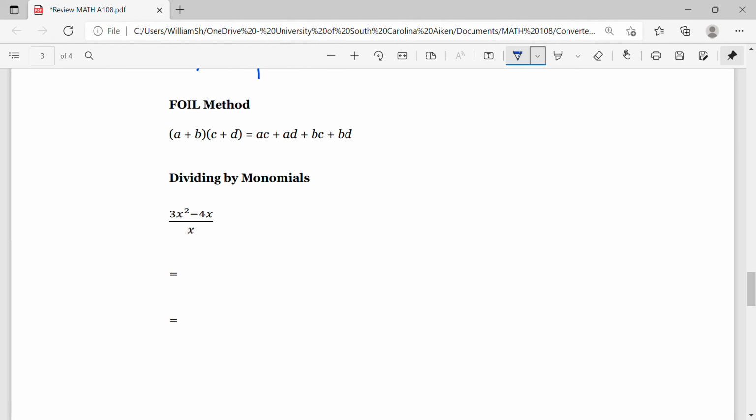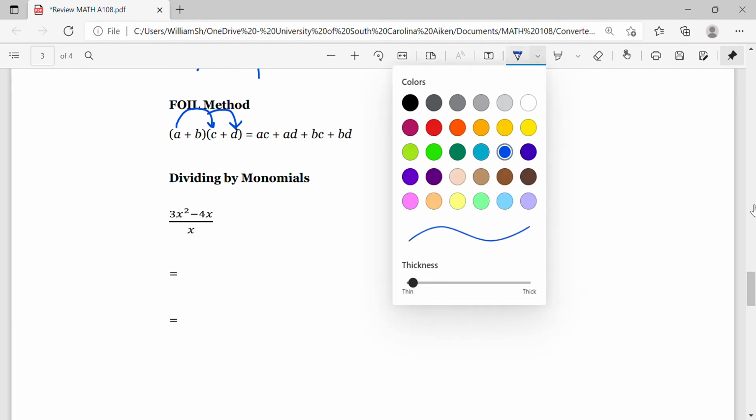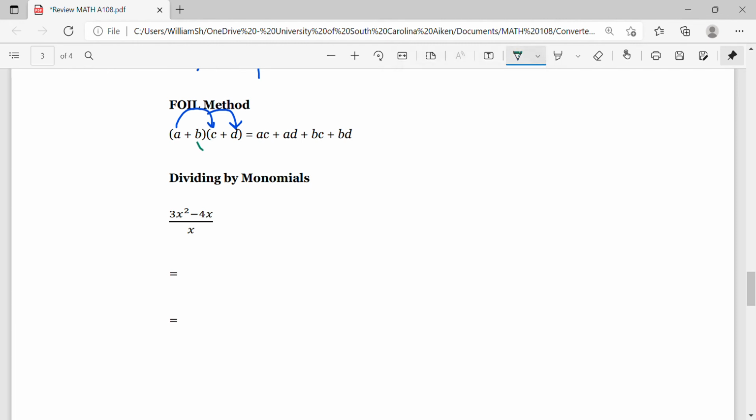Now a more complicated method of the distributive method is the full method, where you have (a plus b) times (c plus d). And essentially what you have to do here is distribute your a to your c and to your d. And then you have to come back around and distribute your b to your c and distribute your b to your d as well.